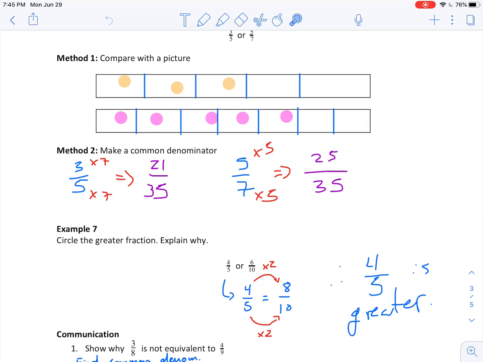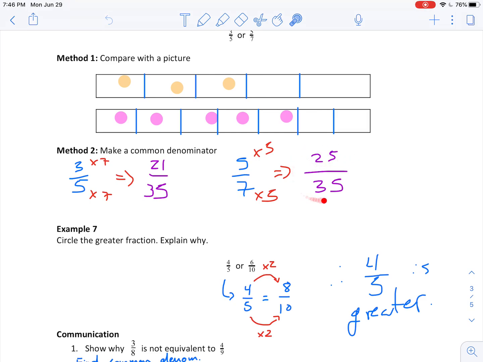The second method would be to make a common denominator. So again, 3 over 5 and 5 over 7. How do I get these denominators to be the same? Well, if I turn it into 35, 5 times 7, what I do to the bottom, I have to do to the top. So 3 times 7 gives me 21 over 35. For my fraction of 5 over 7, I multiply the bottom by 5 to get 35 as my denominator, and I multiply the top by 5, and I get 25 as my numerator.